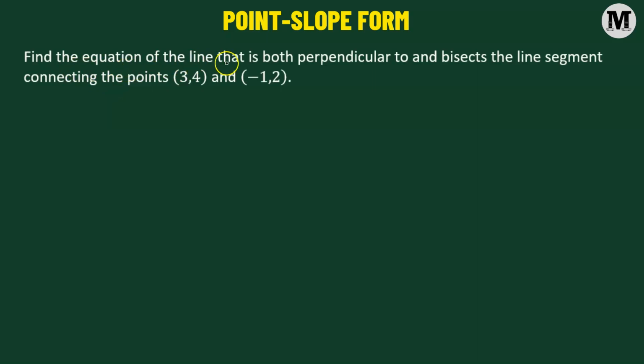Find the equation of the line that is both perpendicular to and bisects the line segment containing the points (3, 4) and (-1, 2). Now let us begin. So here we will start by considering 2 points.